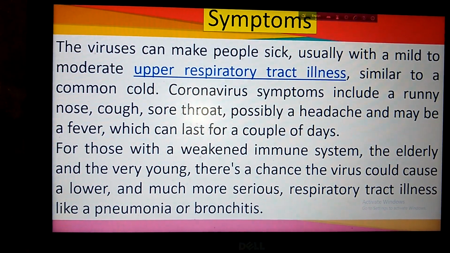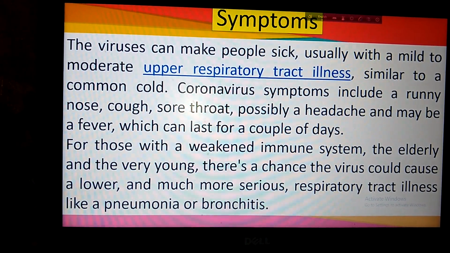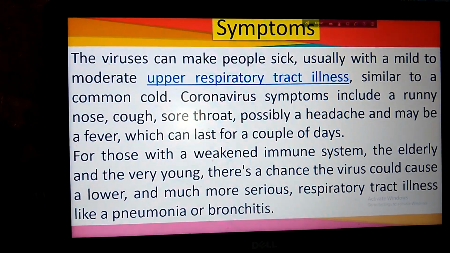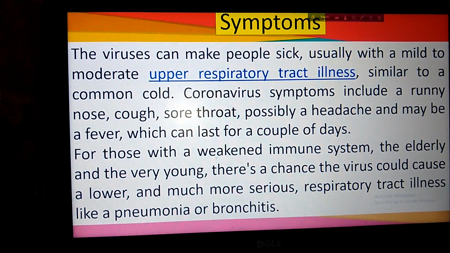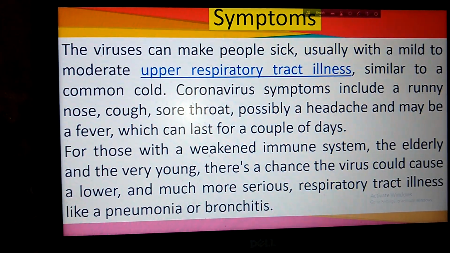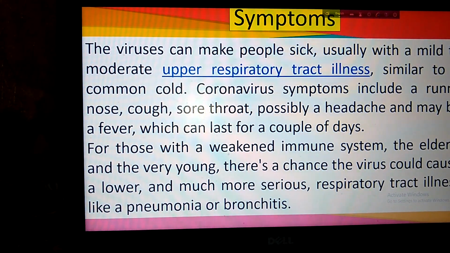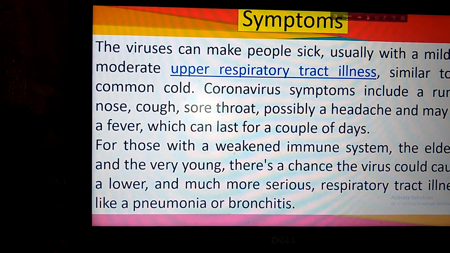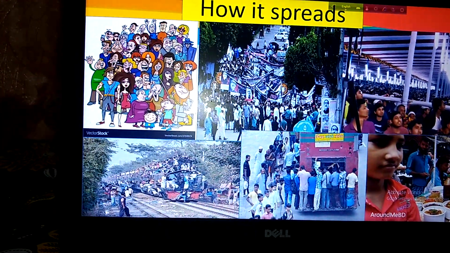What are the symptoms of this virus? The virus can make people sick, usually with a mild to moderate upper respiratory tract illness similar to a common cold. Coronavirus symptoms include a runny nose, cough, sore throat, possibly a headache, and maybe a fever, which can last for a couple of days. Let us see how it spreads.